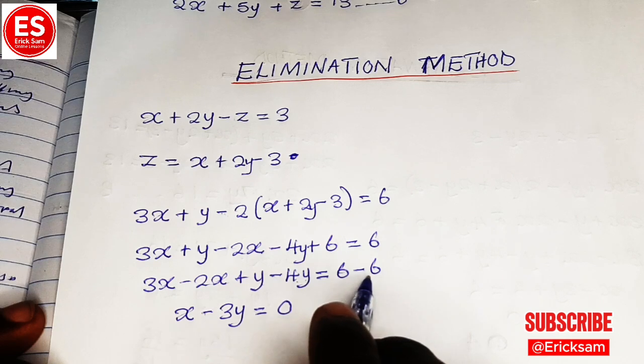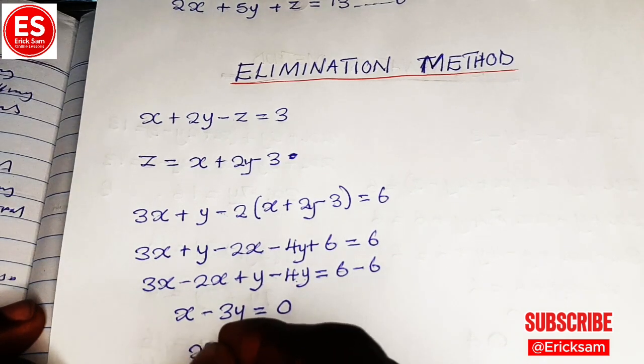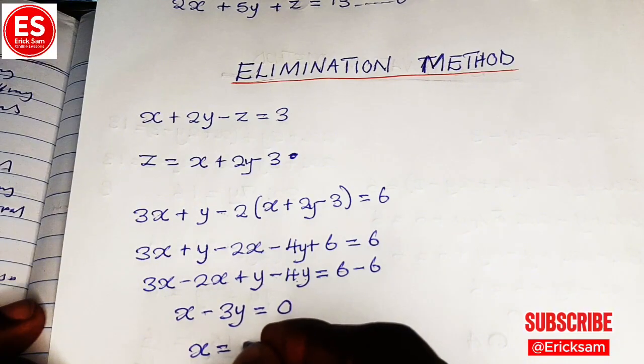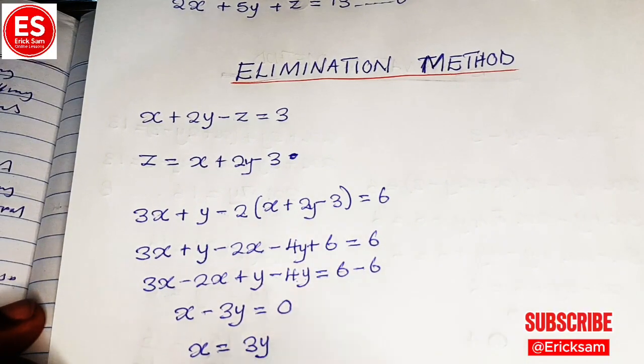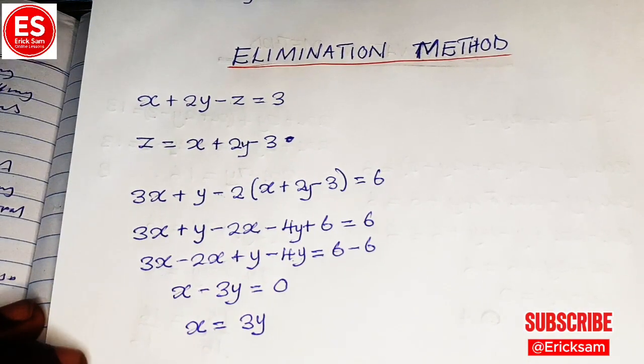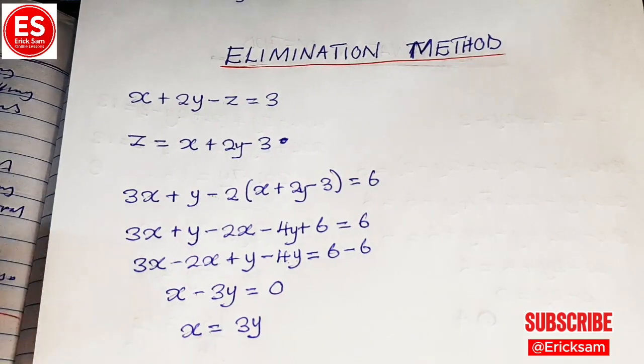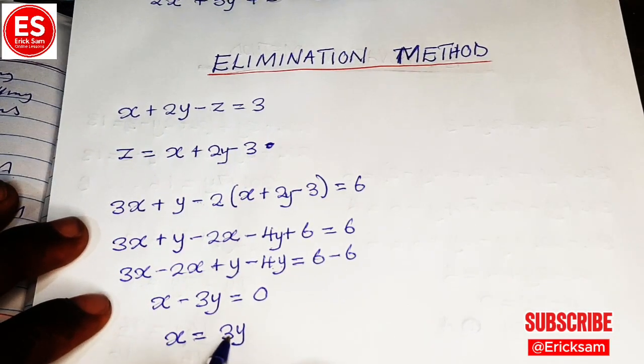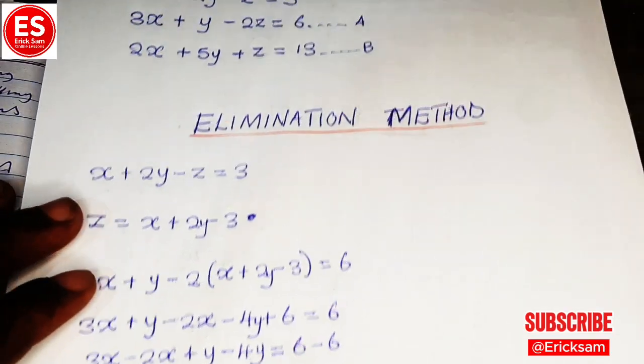Remember, this one was going to give us 0. Okay, so we're going to say x. If we take this one to the other side, we're going to say x is equal to positive 3y. All right, so now that we've substituted in the first equation, we are going to go to the next one.